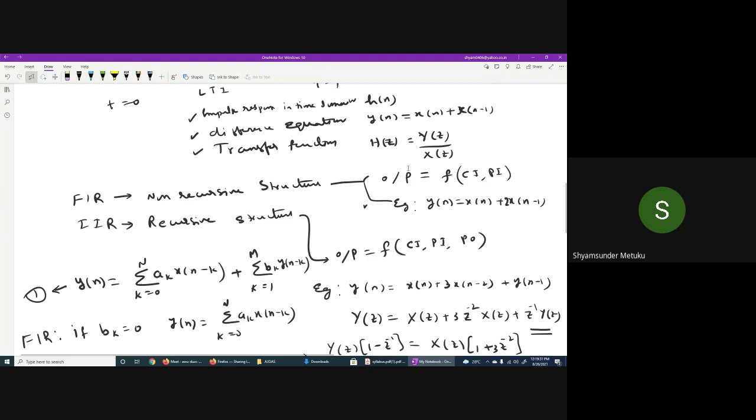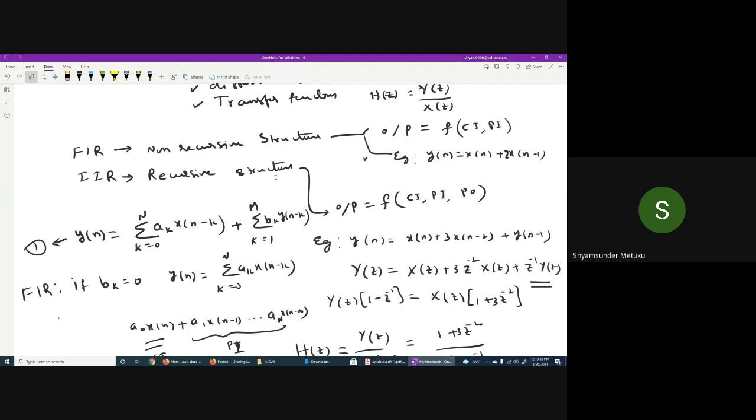The third way of representing an LTI system is the transfer function, which is represented by H(z), which is equal to Y(z) by X(z). Then comes the FIR and IIR. With respect to the structures, FIR is considered a non-recursive structure, and IIR is considered a recursive structure.